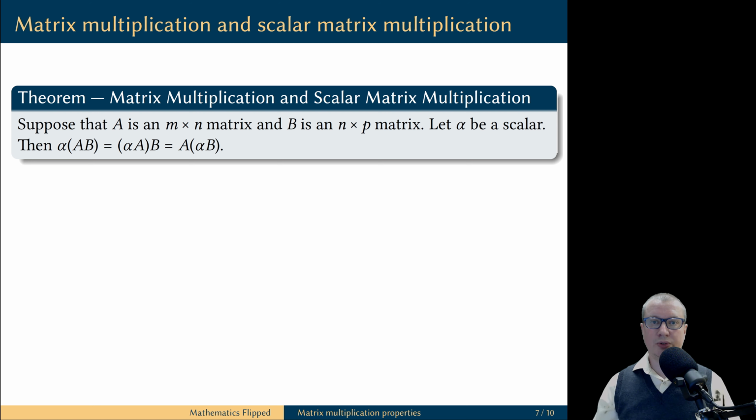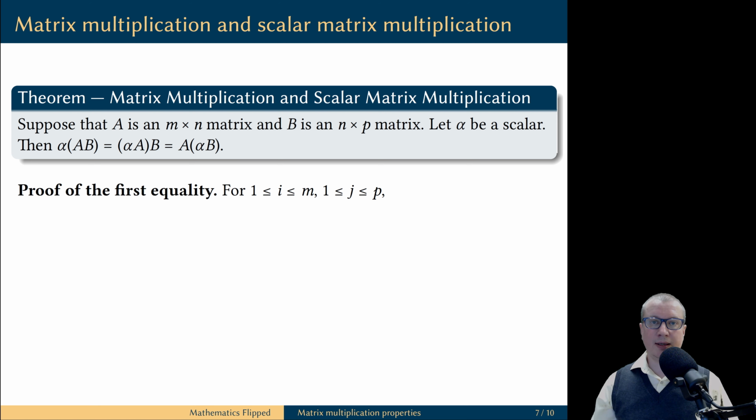Next, let's show the associative property for matrix multiplication and scalar multiplication. In a sense, you're free to move the scalar multiple anywhere within the matrix multiplication. Again, I will prove the first equality and I will leave the second equality as an exercise. The entry in position ij of the scalar multiple of the matrix AB by scalar alpha is the entry in position ij in the matrix AB multiplied by the scalar alpha. This is the definition of scalar multiplication.